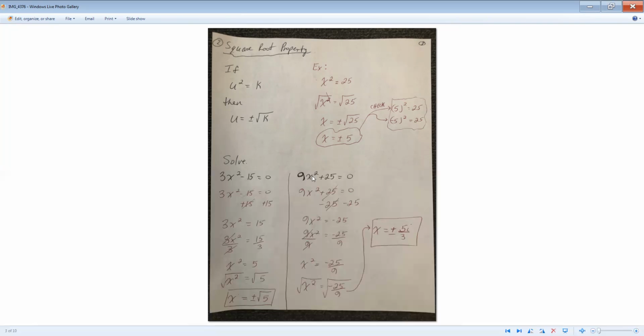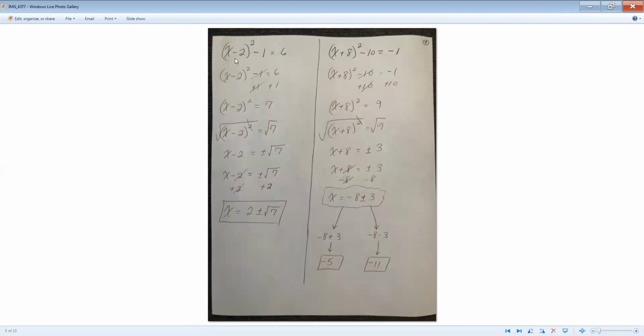Here we have 9x squared plus 25 equal to 0. Subtract 25 from both sides. That's 9x squared equal to negative 25. Divide by 9. x squared is equal to negative 25 over 9. Now, once again, we have the squared part isolated. Take the square root of both sides. x is equal to plus or minus 5i over 3. Don't forget, whenever you take the square root of a negative, your imaginary part, the complex part, has to be used in its simplest form, which is i. Square root of negative 1 is i.